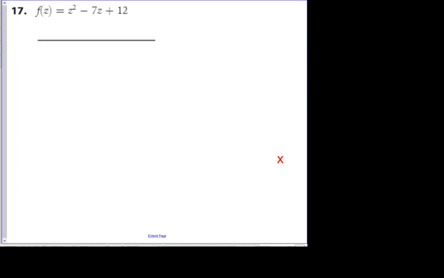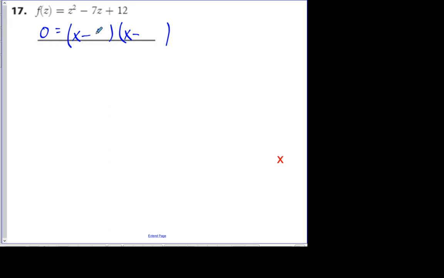On 17. Again, just make our y value, our f of z, 0, and then think about how we can factor that. We have minus 7 in the middle. We've got a positive at the end. So the only way to multiply two numbers to get positive and add them to get negative is for them both to be minus. I hope you agree. Alright, so factors of 12 that'll give you 7. Negative 4 and negative 3.